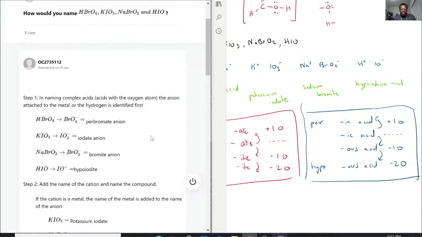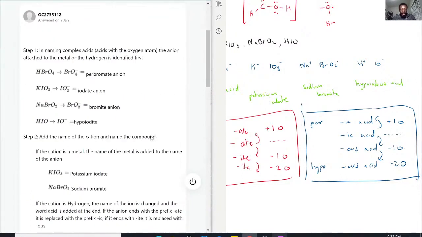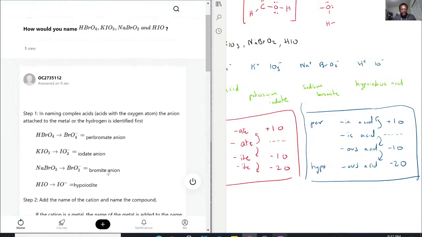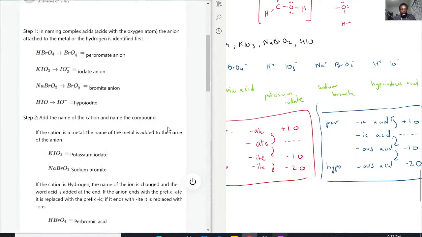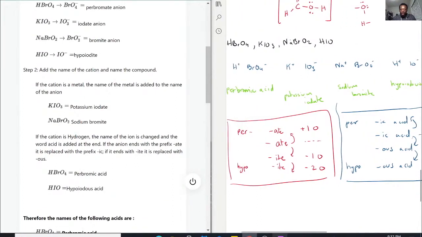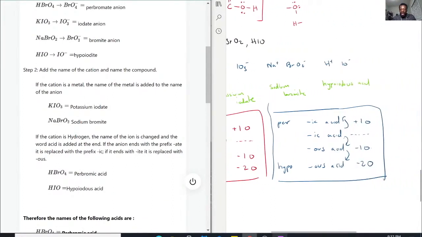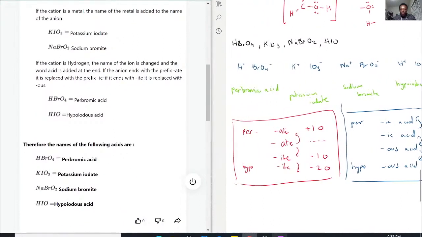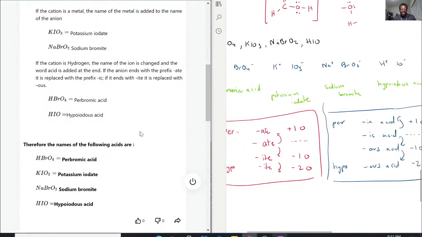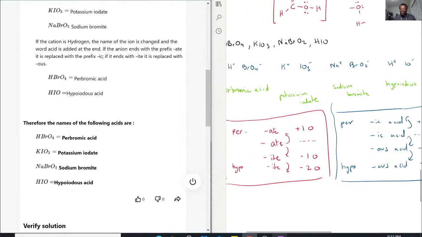So let's see what our colleague did. So thank you again for him to actually be able to provide this. Potassium iodate and sodium bromite, we got those correct. And now for the name, we have perbromic acid, perfect, and hypoiodous acid. And that is what we should get. Perbromic acid, potassium iodate, sodium bromite, and hypoiodous acid.